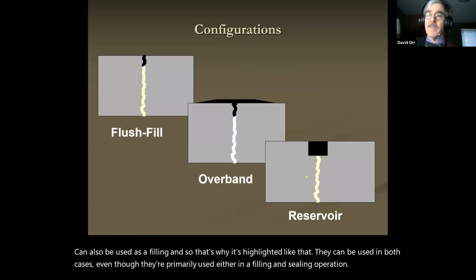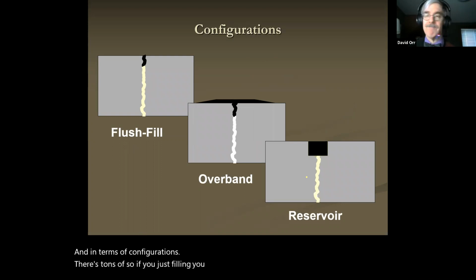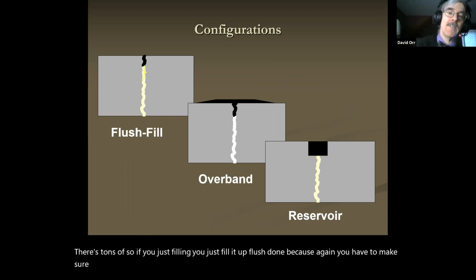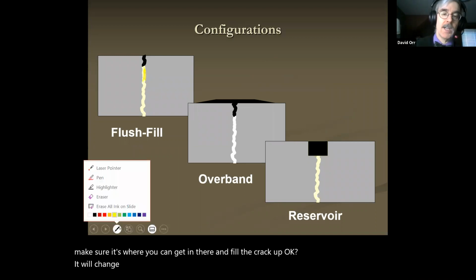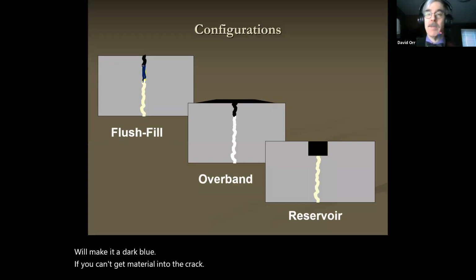And in terms of configurations, there's tons of them. So if you're just filling, you just fill it up flush, done. Because again, you have to make sure it's where you can get in there and actually fill the crack up, okay? And we'll change our pen color one more time. We'll make it a dark blue. You know, if you can't get material into the crack, it's not going to do you that much good.